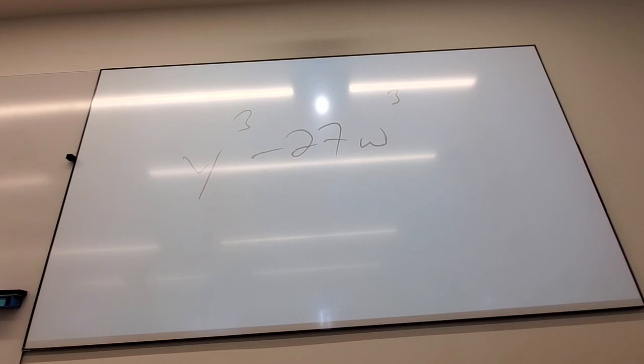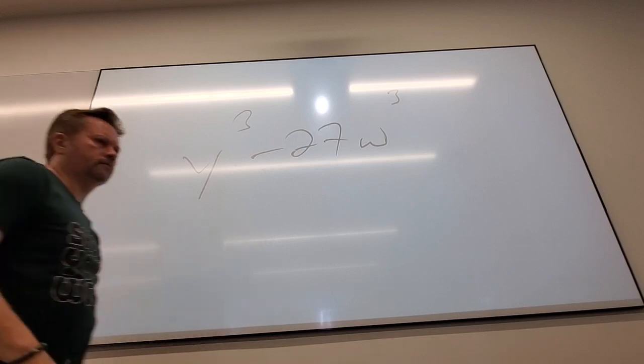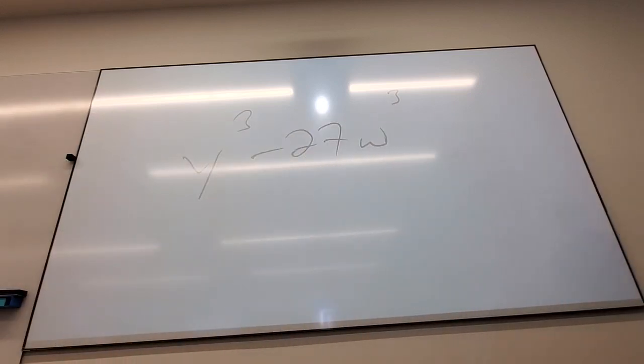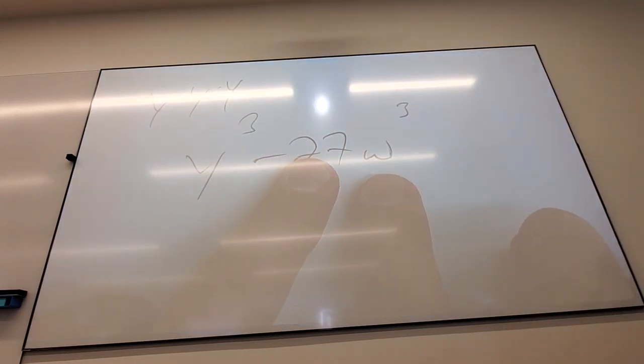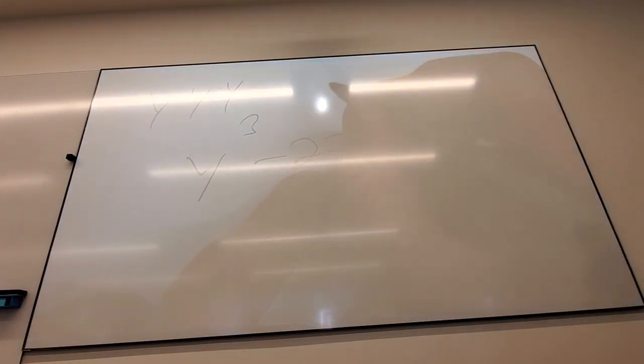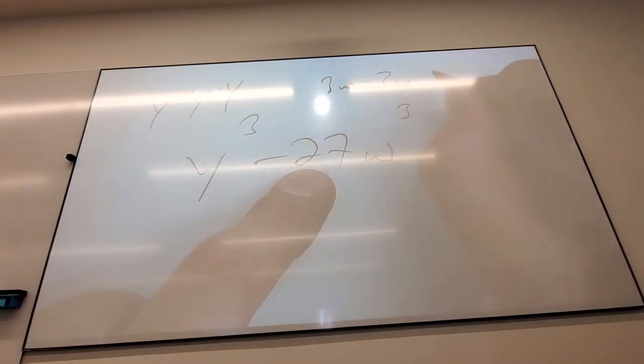Okay. So what's y cubed? Expand that. Y. Maybe y. No, Jeff, you did not do that. And then 27w cubed. 3w. You're good. 3w, 3w, 3w.